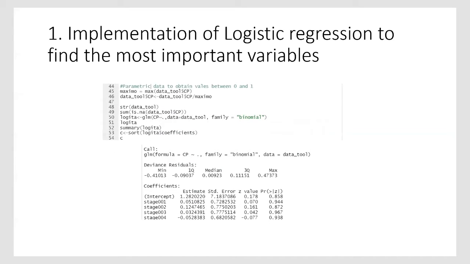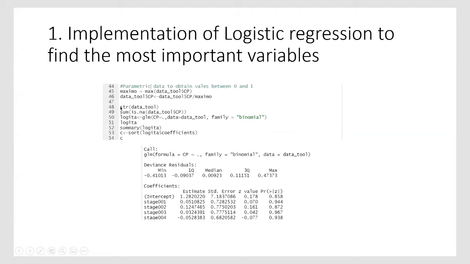Then we do a parameterization in the data to obtain values between 0 and 1 to make the logistic regression. We found the maximum value of CP, and we divided all the data by that maximum value, and it gave us values between 0 and 1.